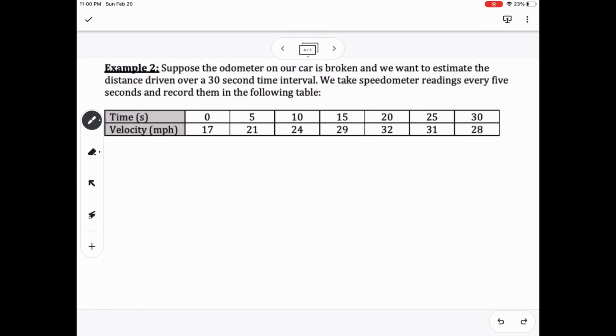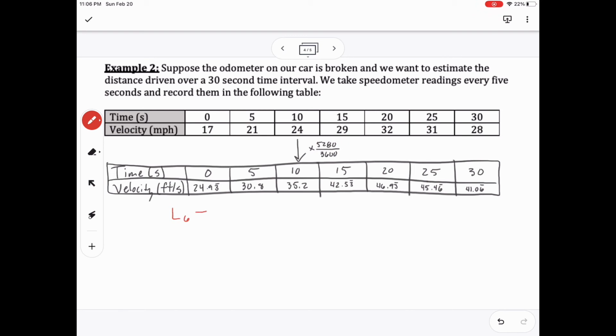For example 2, suppose the odometer on our car is broken and we want to estimate the distance driven over a 30-second time interval. We take speedometer readings every 5 seconds, and we want to record them on the following table. Now here, notice that time is in seconds, velocity is in miles per hour, so we need to convert these values into the same thing. So what I did was I took each mile per hour and multiplied it by 5,280 divided by 3,600 to convert it to feet per second. And I got the following values there.